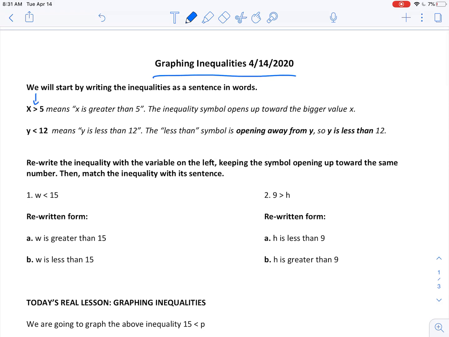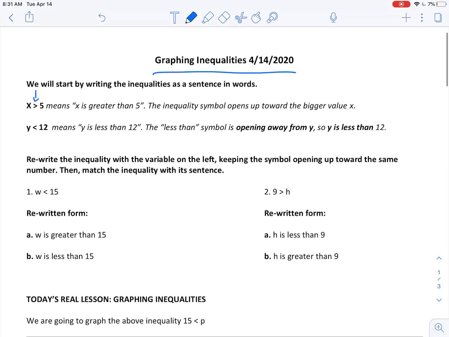This week we're going to be talking about graphing inequalities again. And we need to start just by thinking about inequalities as a sentence in words. So first, I want to talk about x is greater than 5. This symbol here is opening up to the bigger number. So if it's opening up to x, then that means that x is greater than, or bigger than, 5.